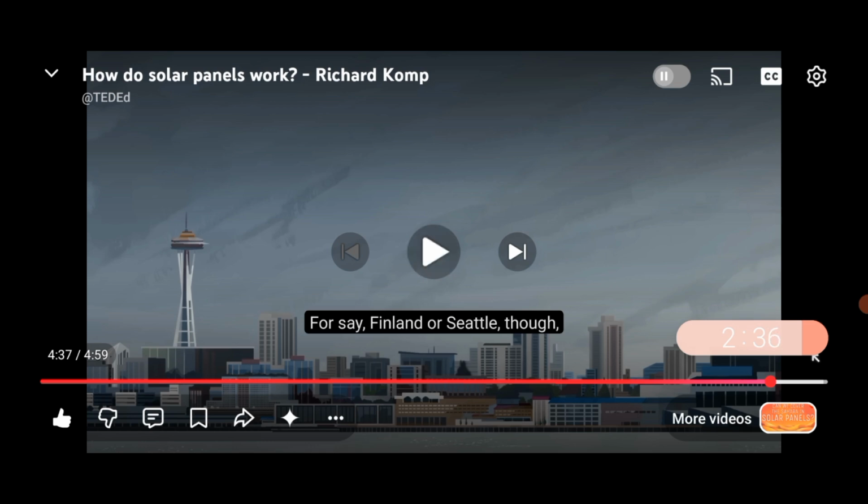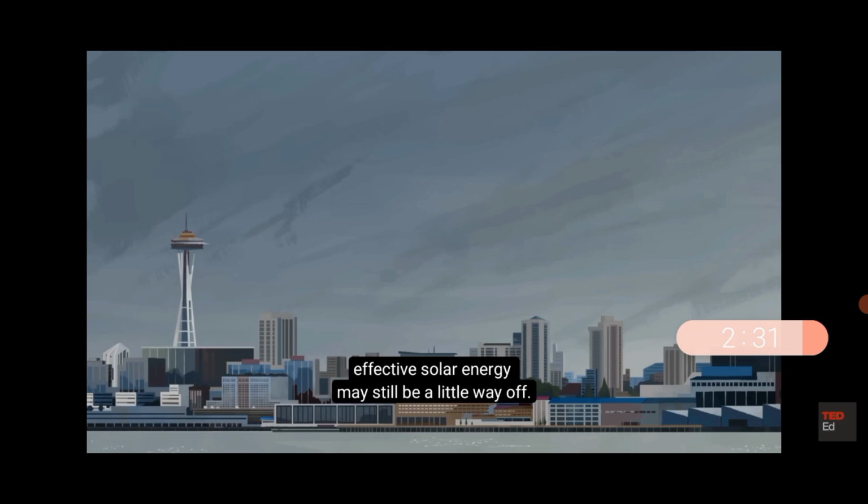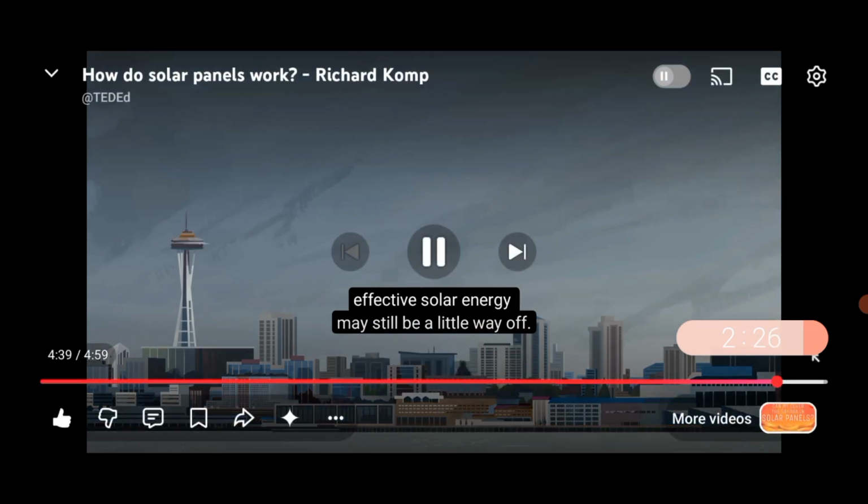For, say, Finland or Seattle, effective solar energy may still be a little way off.